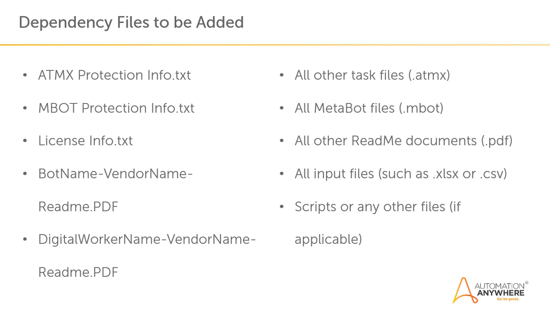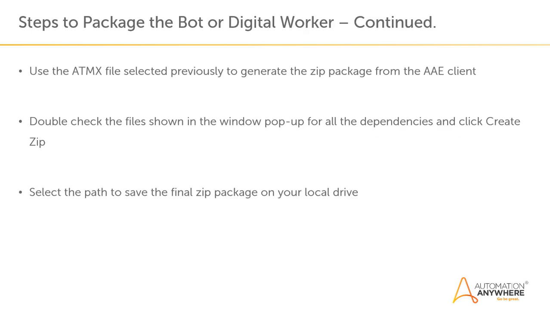Here are the other dependency files to be added: all other task files, that is .atmx files, all mbot files, all other readme documents, all input files such as .xlsx or .csv, scripts or any other files if applicable. Use the ATMX file selected previously to generate the zip package from the AAE client. Double-check the files shown in the window pop-up for all the dependencies and click Create Zip. Select the path to save the final zip package on your local drive.